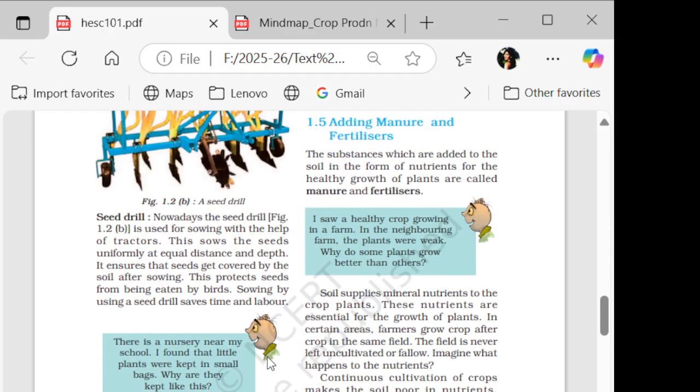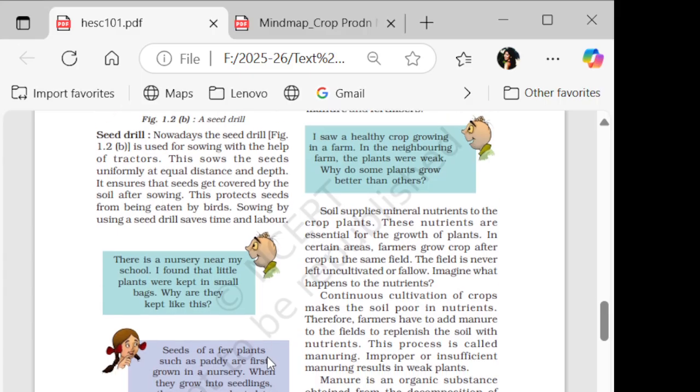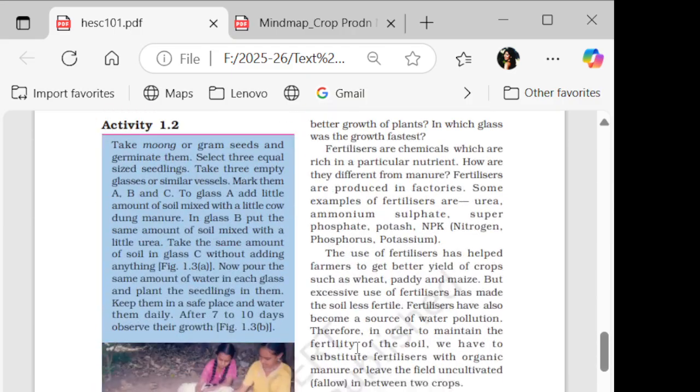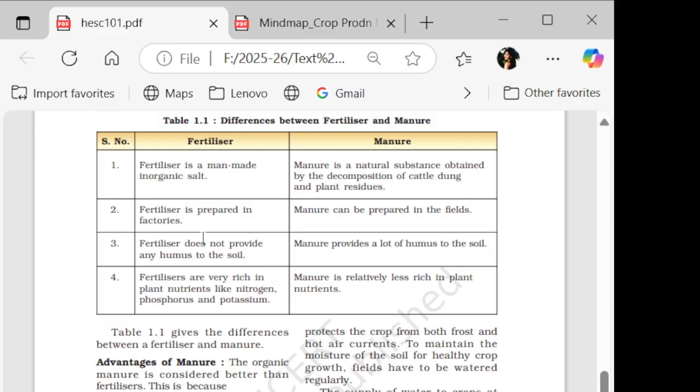Next step is adding manure and fertilizer. Now see, all crops require nutrients, and if the farmers keep on planting crops in the same field again and again every year, then all the nutrients from the soil get finished, and that is the reason that farmers need to add manure or fertilizers. Now there is a difference between manure and fertilizer. What is fertilizer? Fertilizer is a man-made inorganic salt, while manure is a natural substance. It comes from cow dung and plant residues. Fertilizer is prepared in factories, but manure can be prepared in the fields.